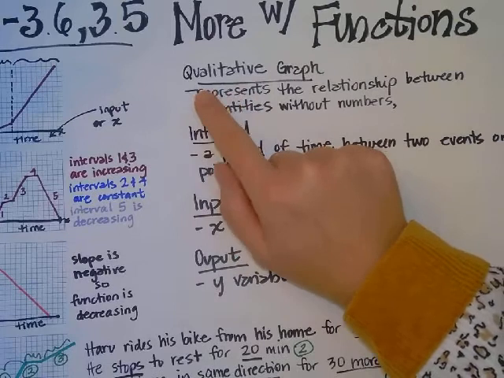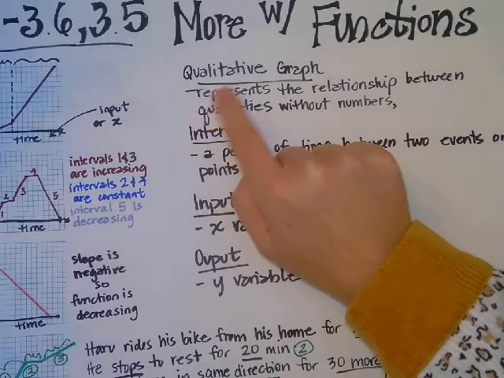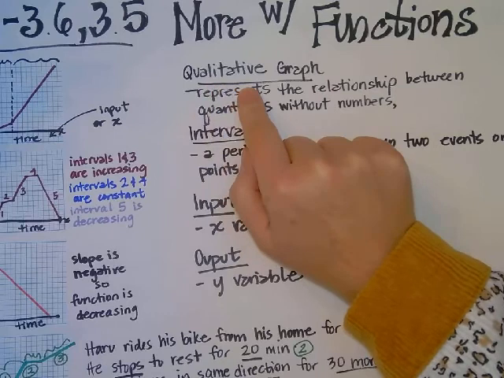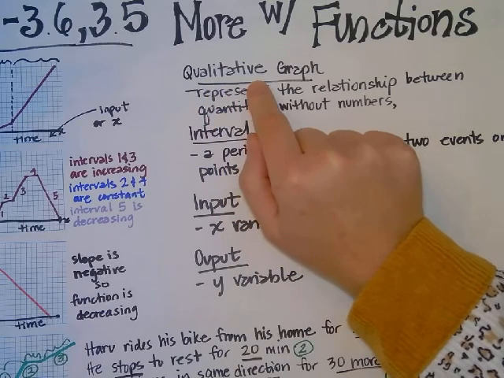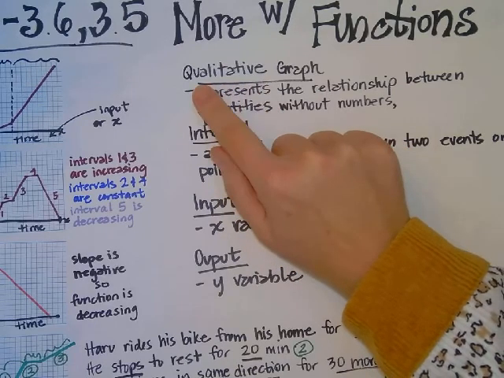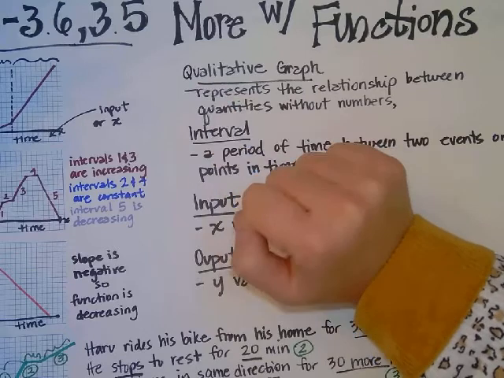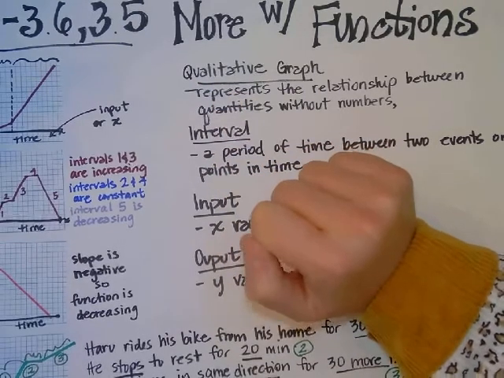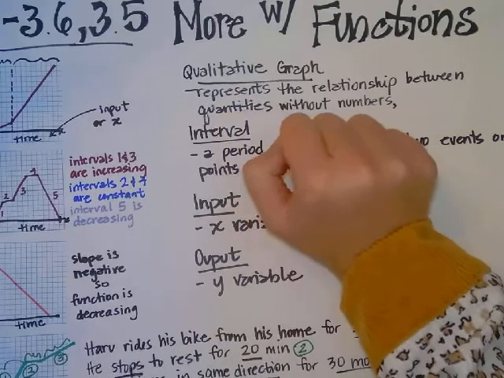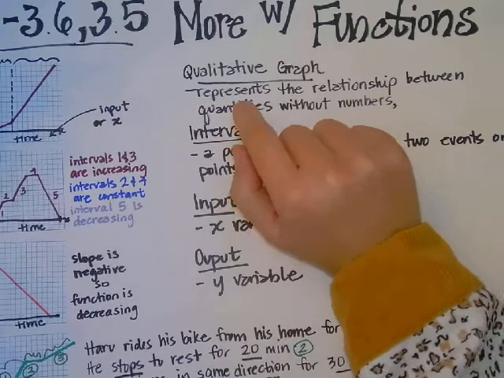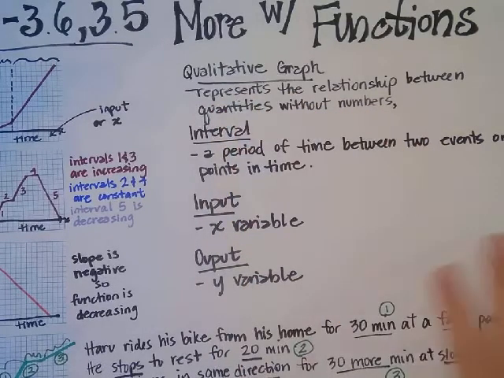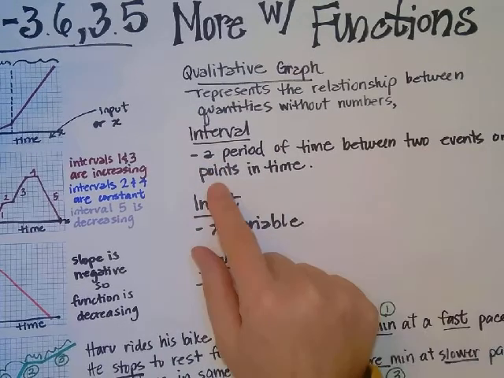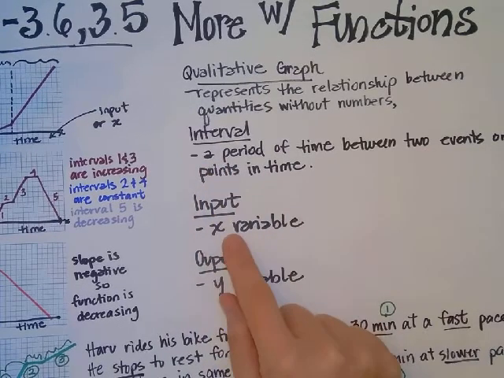Quantitative graph, of course we know, qualitative graph. We know that qualitative data is the data that does not deal with numbers. So quantitative deals with numbers. And so a qualitative graph would be a graph that represents a relationship but does not have numbers as part of that relationship. An interval is a period of time between two events or 2 points in time.